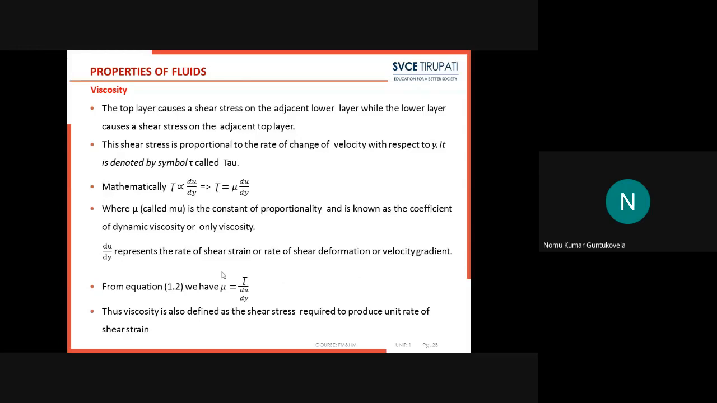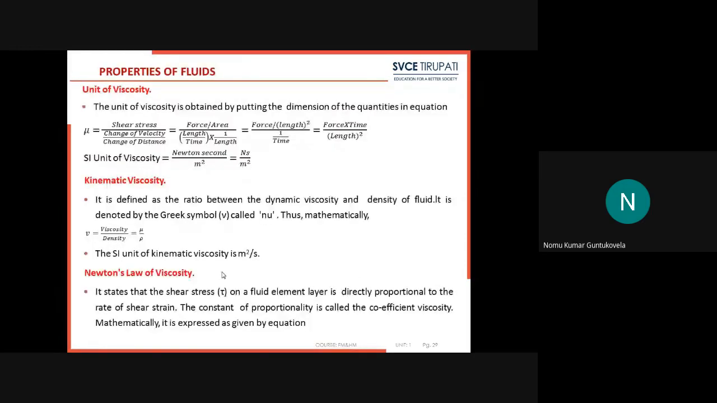The unit of viscosity is newton second per meter square, because mu equals shear stress divided by du by dy. Tau is the shear stress, du is the change of velocity, and dy is the change of distance. Shear stress equals force by area. So the units of viscosity are newton seconds per meter square. In the same way, we have kinematic viscosity, which is mu by rho.